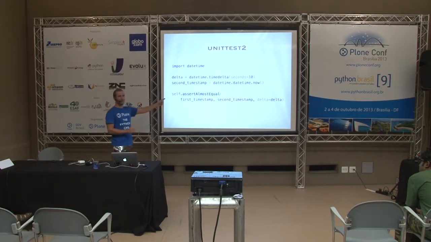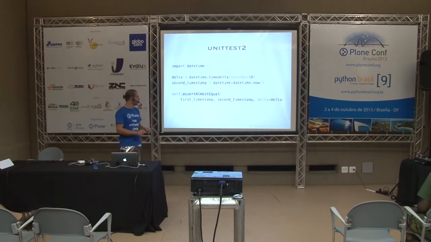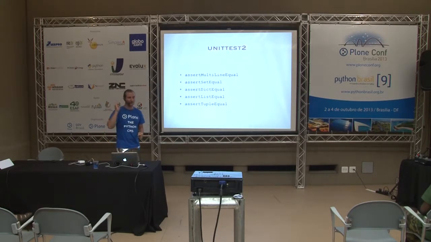Then we have assert almost equal. Also a very useful one is assert multiline equal, which uses difflib and is really helpful for comparing large, possibly Unicode strings, and will give you nice diffs where the changes are. Tremendously helpful when debugging your code.